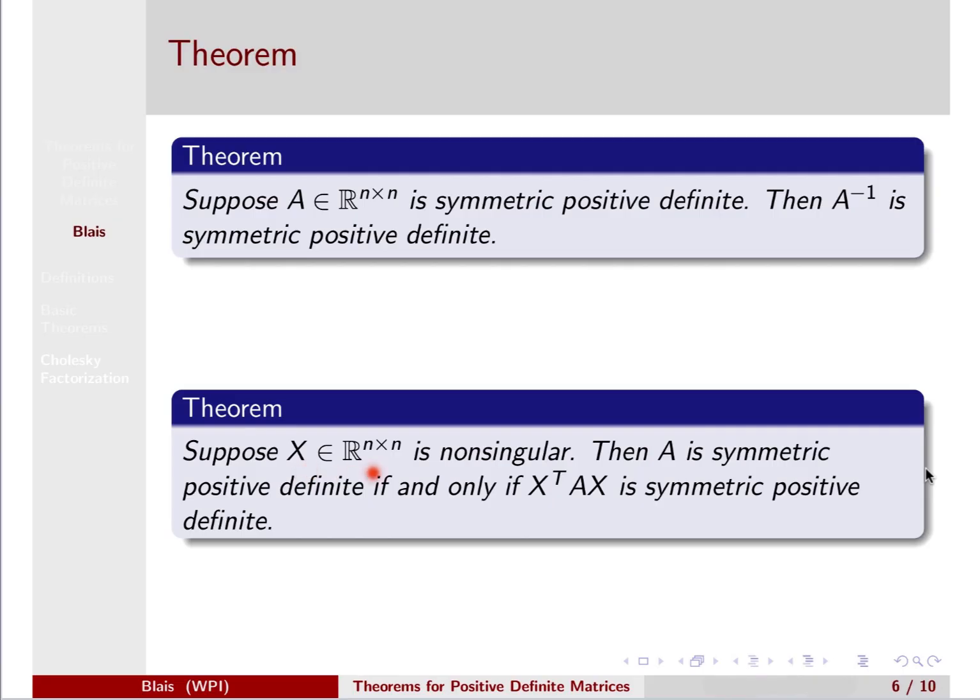If X, a square matrix in R^(n by n), is non-singular, then A is symmetric positive definite if and only if X transpose times A times X is also symmetric positive definite. This one is fairly quick to prove. Hint, hint, Cholesky factorization helps you substantially here.